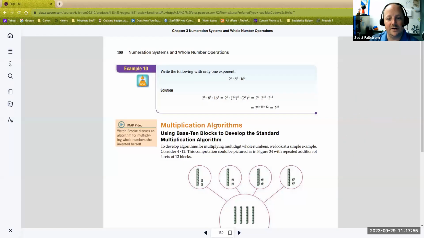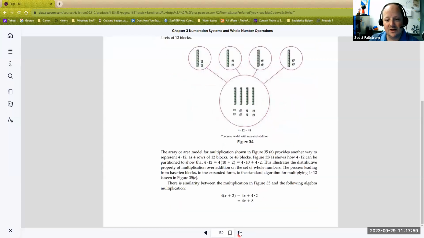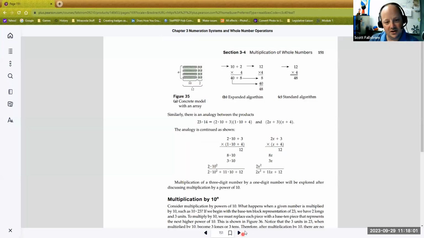All right. Multiplication algorithms. Now we get into the algorithms. As you move forward, there is the base block approach, the concrete model. We probably won't be doing this. I think we did show it. I showed it to you with the base model a little bit in class. But we're going to do a little bit more.